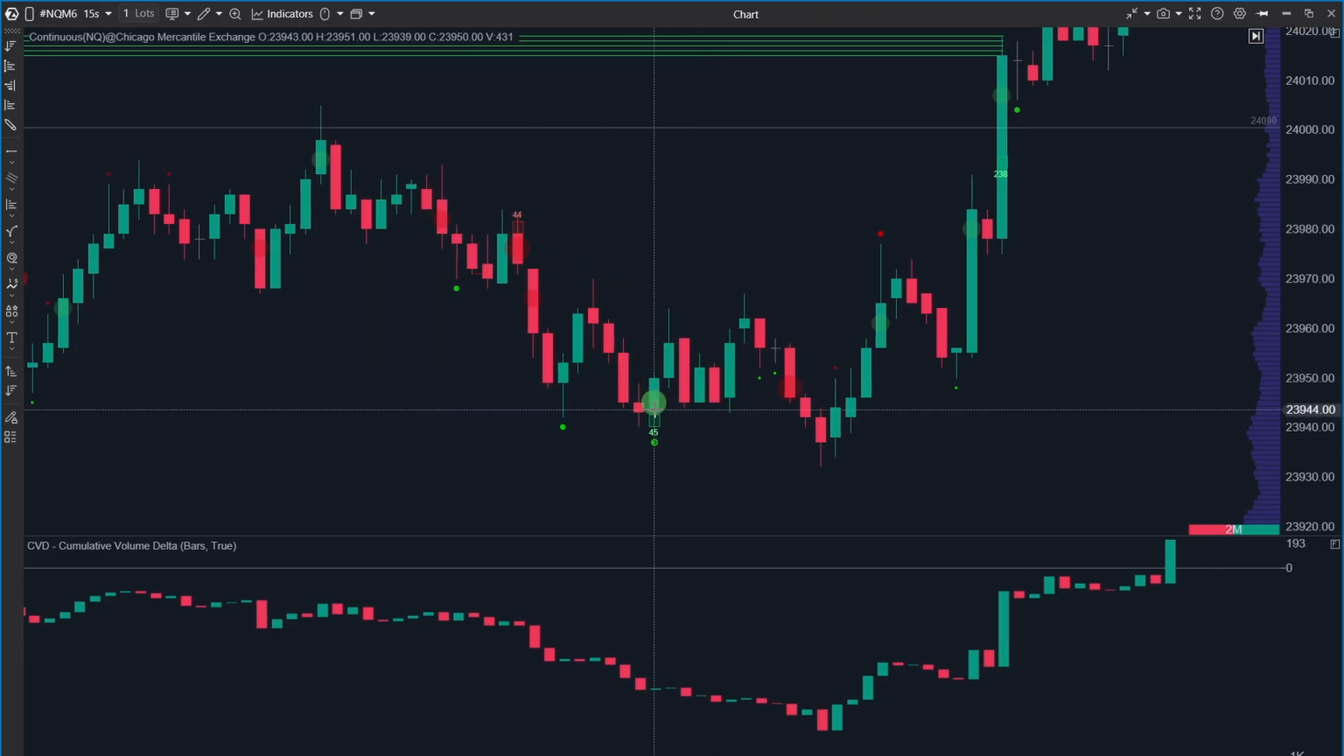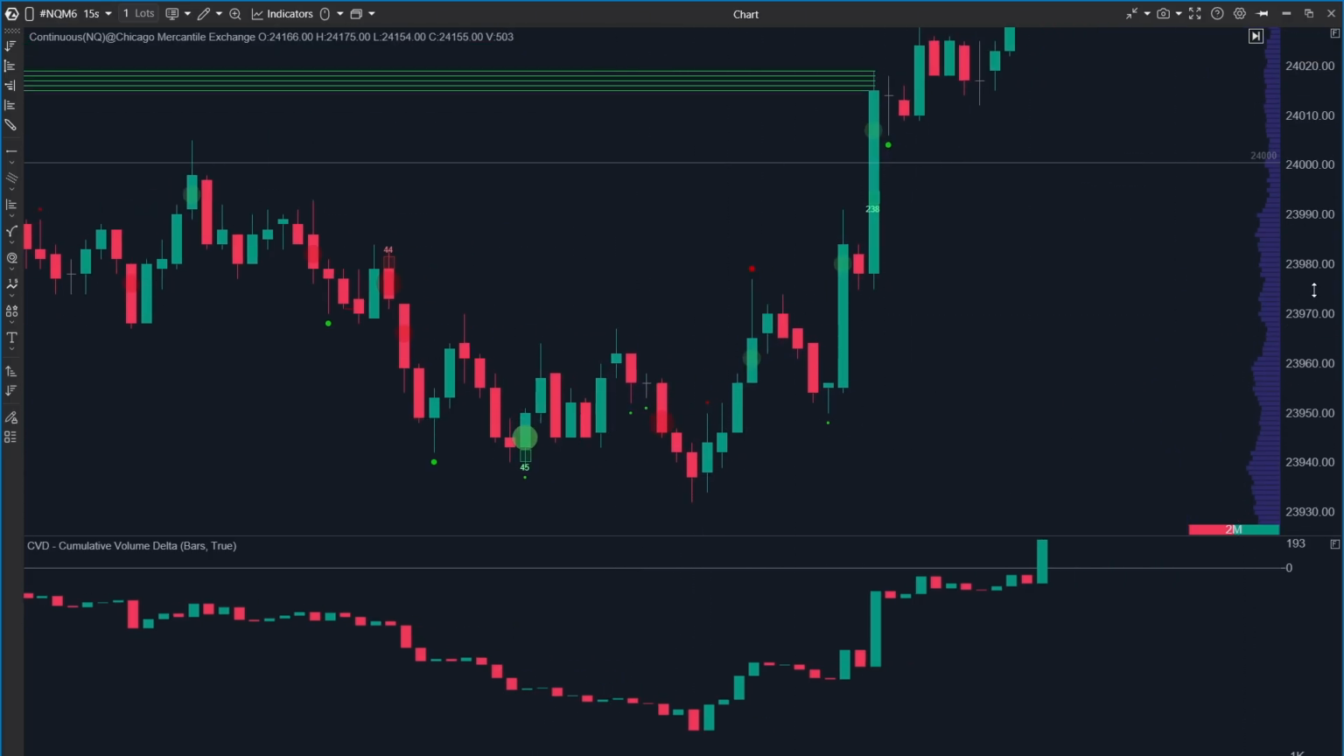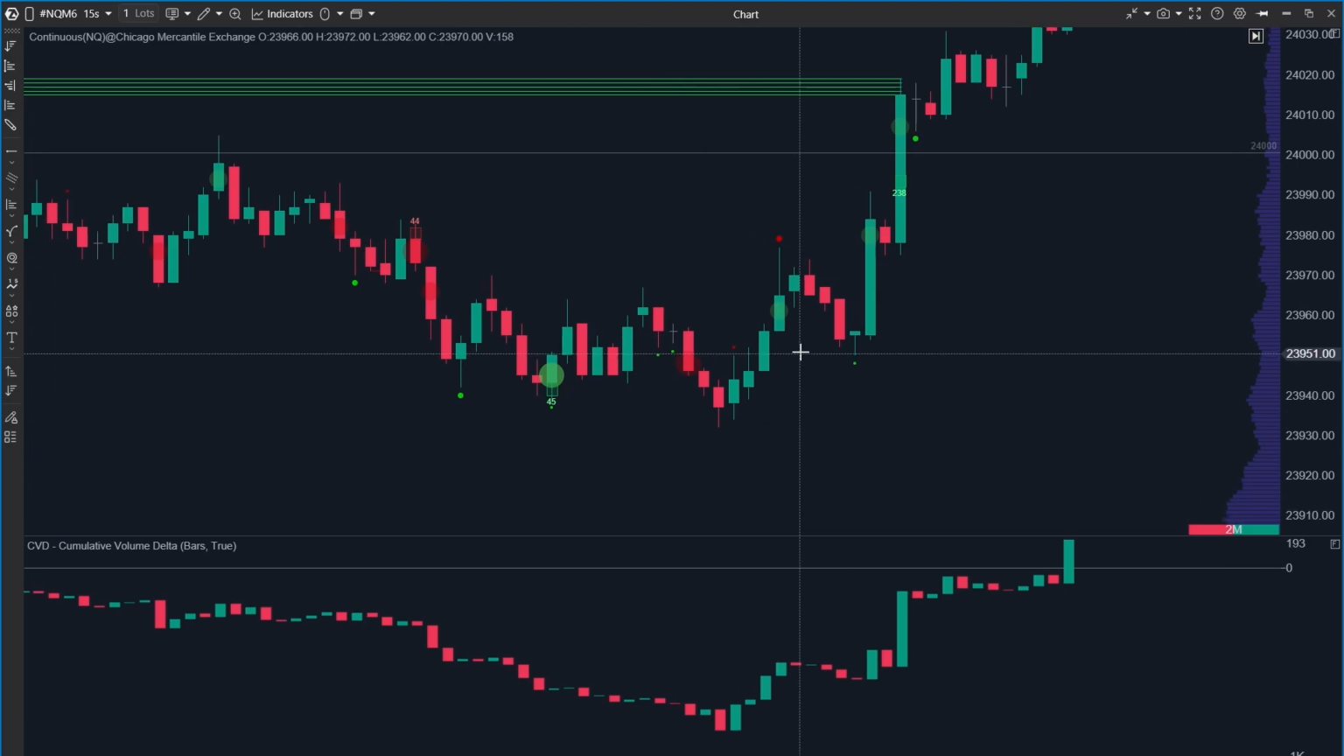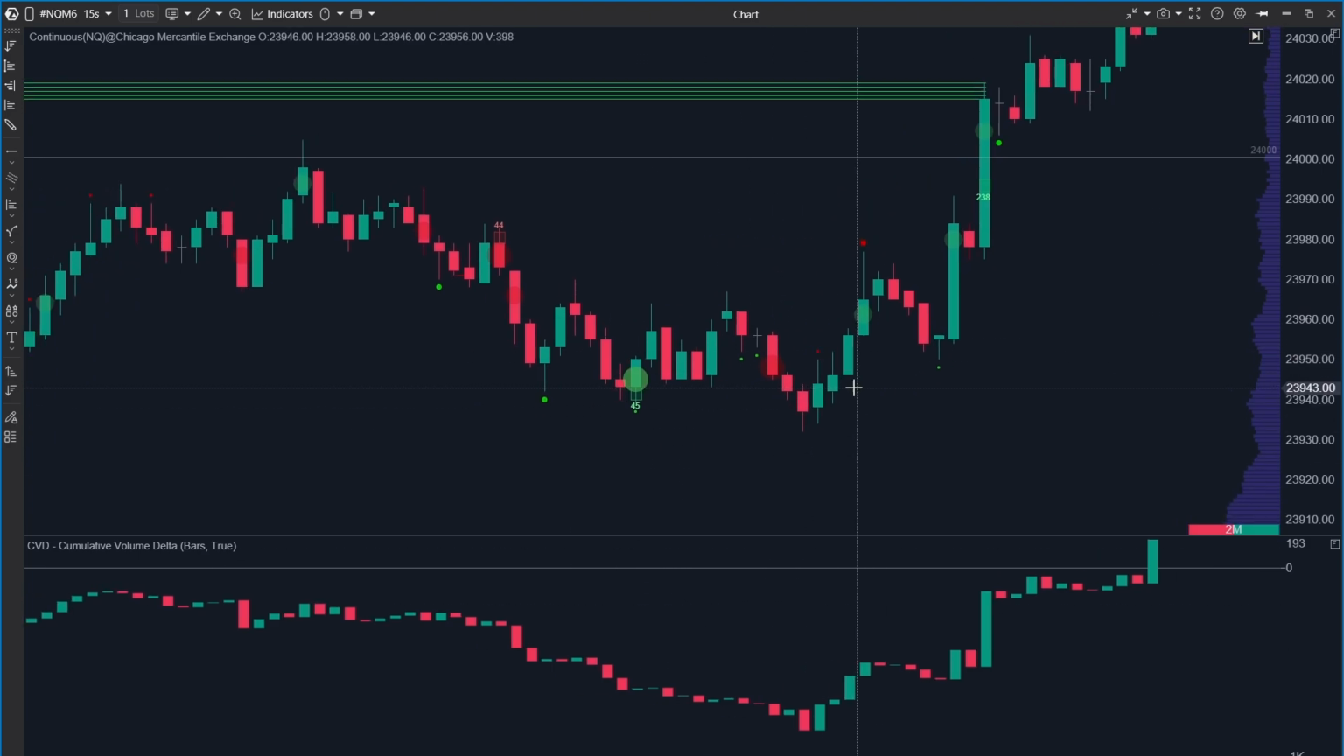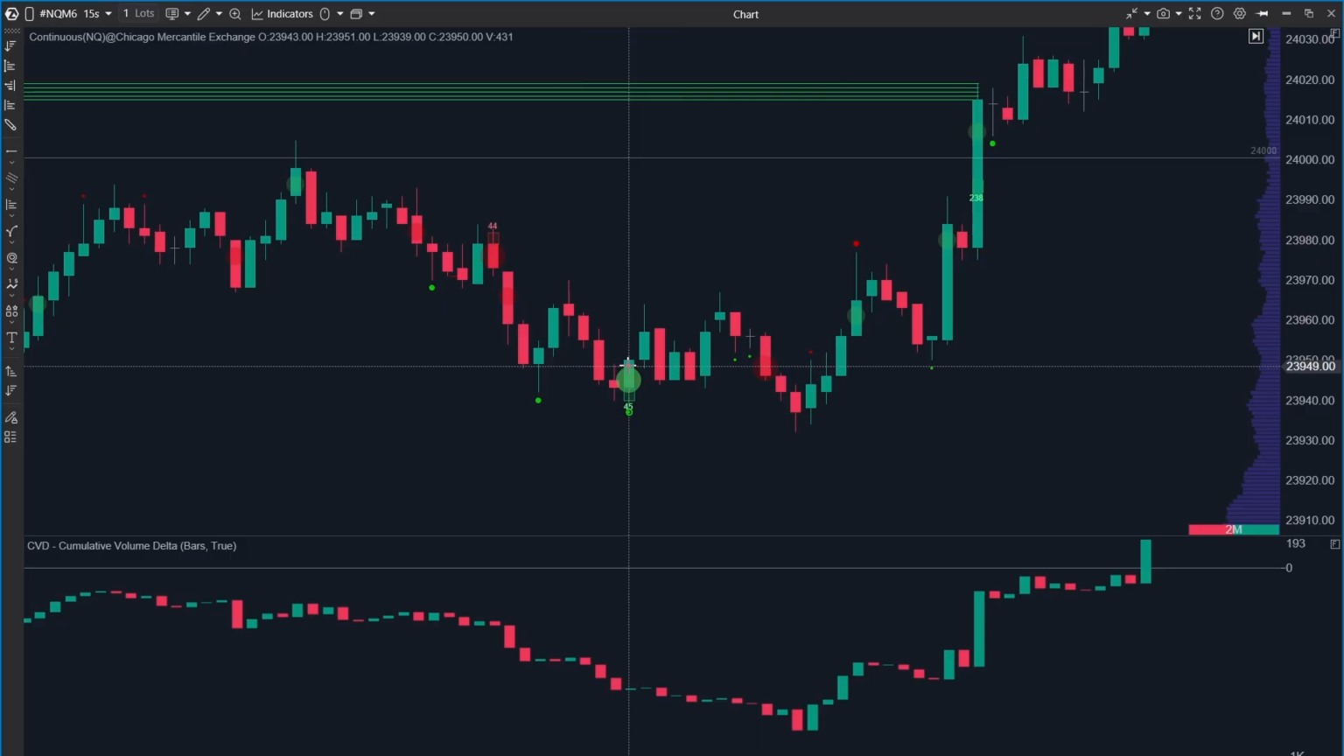Absorption and aggressive orders on the same candle. See, the delta doesn't look strong to me, so I don't know if I would go long here. I probably wouldn't. But this actually ended up being a good signal to go long. Oh, here actually is a better place to go long. So this is not a good long, in my opinion.